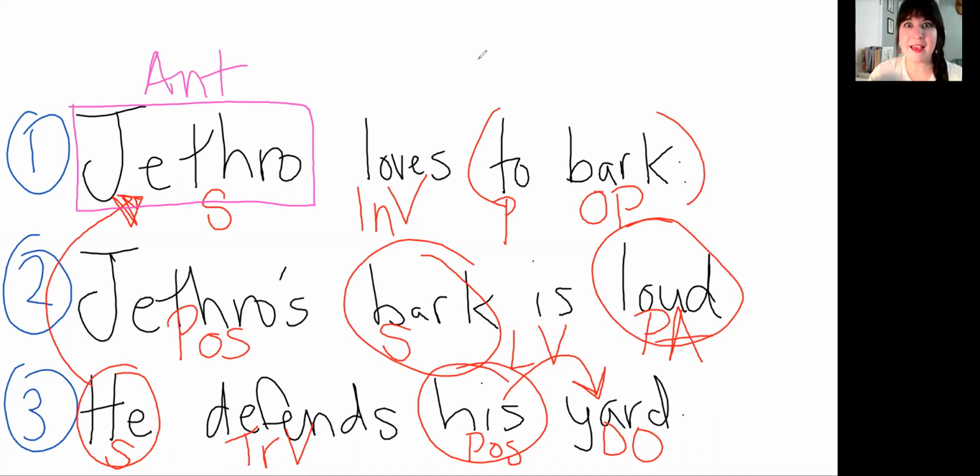All right, when we go to diagram a sentence like this, let's see if I can add, oh, I can add a new page. Okay, so cool. I don't know how I go back to my other page. Aha! I'm liking this program. Super cool. All right, so let's diagram Jethro loves to bark. Okay, here we go. So we're going to draw our nice little happy diagram.